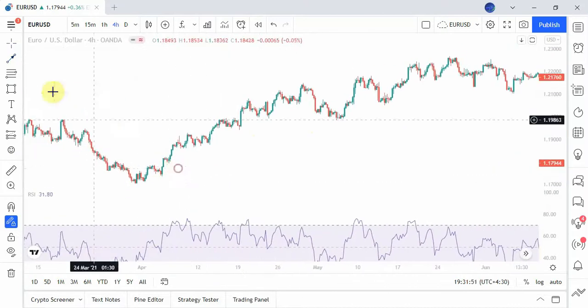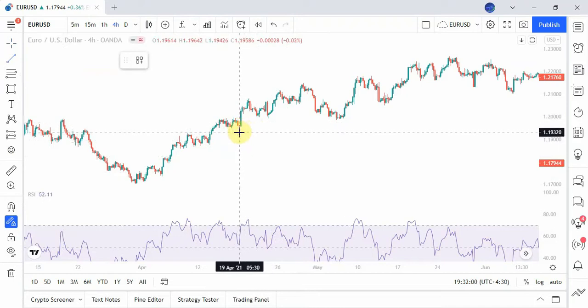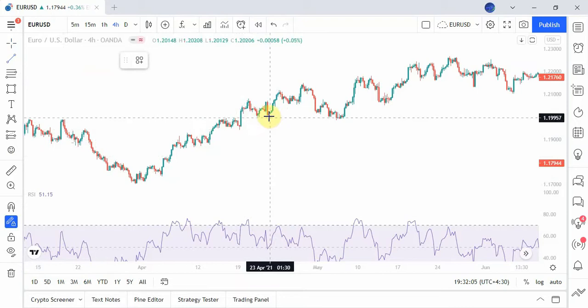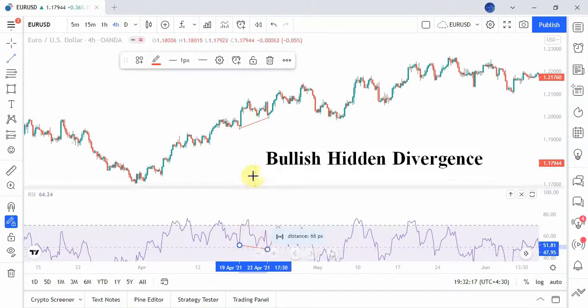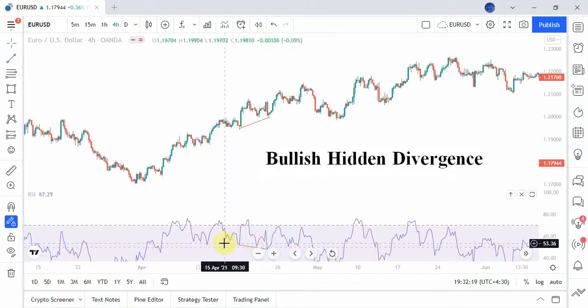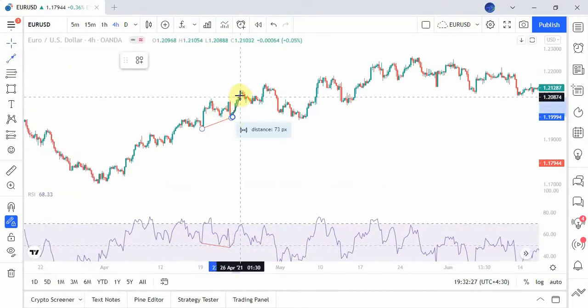Let's find a bullish hidden divergence. Here, if we have a precise look on this uptrend, right here we have a low, and after that we have a higher low. But on the RSI indicator, contrary to the price chart, here we have a low, and after that we have a lower low. So we conclude that here we have a bullish hidden divergence. And as you can see, the price after this hidden divergence pulls up till here.